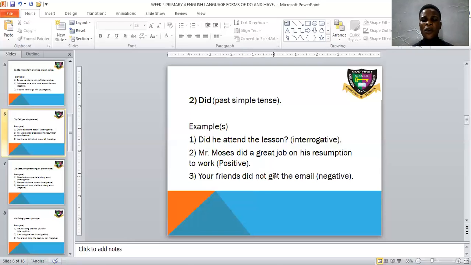So if you come across a question in your exam asking you to give examples of did, you give your examples. The examples could be interrogative, they could be positive, they could be negative. If you are given a sentence and asked to pick which of them is negative, whenever you see not in a sentence, you should know that sentence is a negative sentence. So you should know a negative sentence, a positive sentence, and an interrogative sentence. Is that taken?